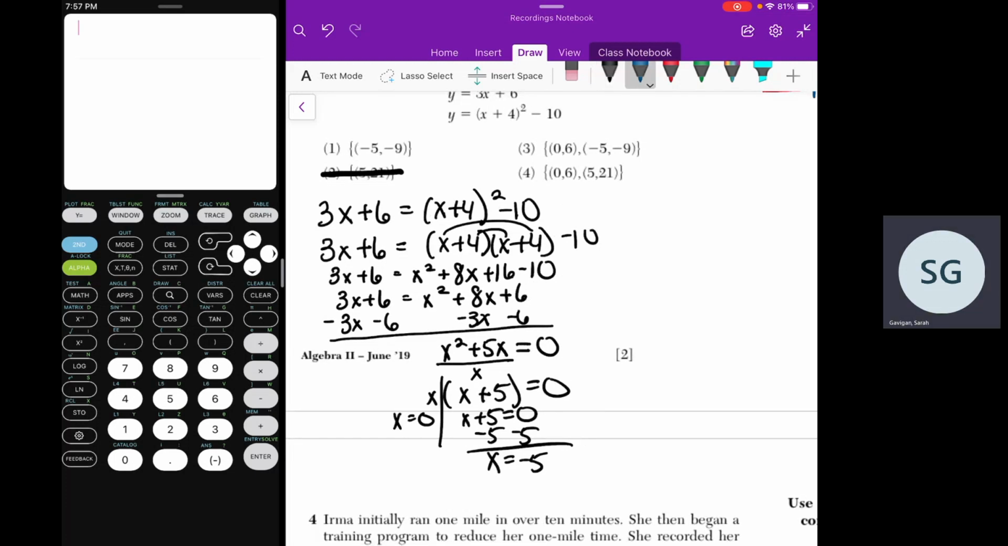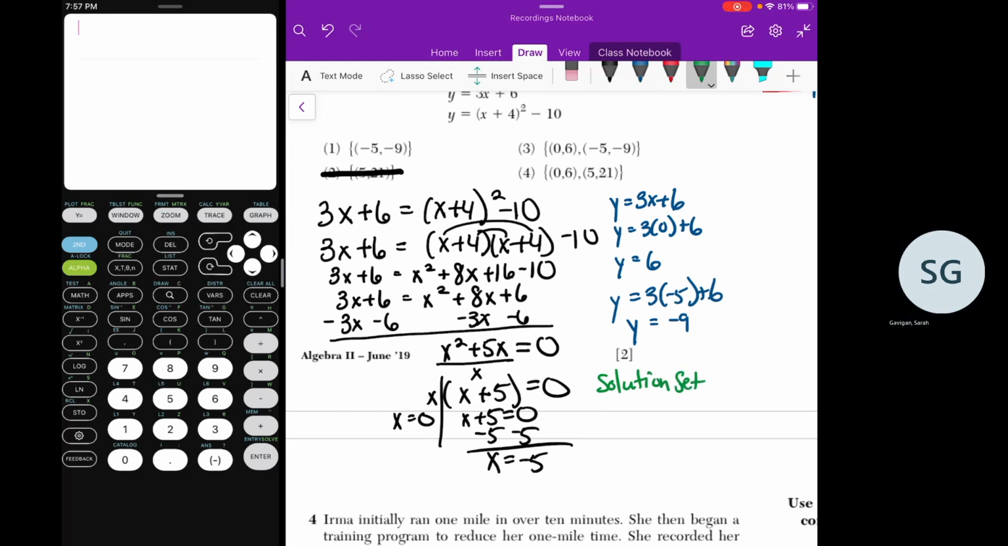Now we're going to find the y values that go along with it. You can plug it into either of the equations. I think that the first, the linear equation, is easier, so I'm going to find the y value by just plugging in that x. So that's going to be 6. Then if I plug in my other x value, that's going to be negative 9. And what that gave me is my solution set. Make sure you match up x equals 0 went with y equals 6.